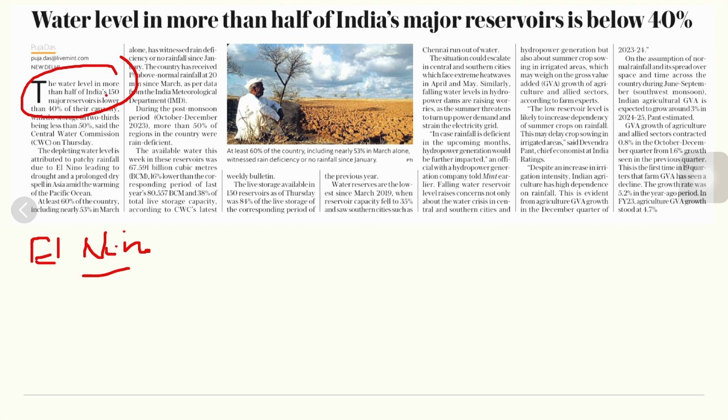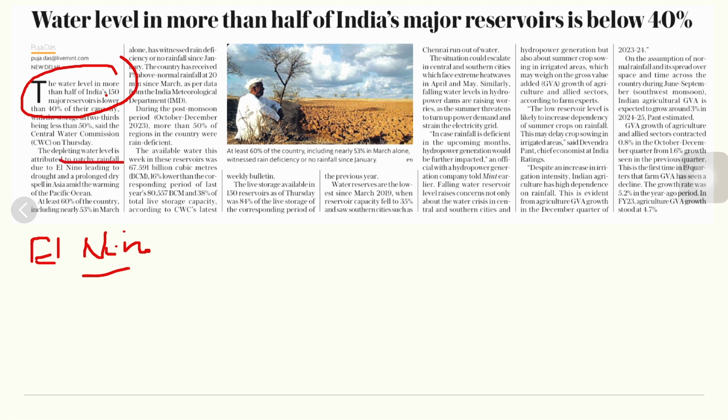So you can say that, first of all, you will tell that this is the data according to the Central Water Commission: close to 40% of close to 150 major reservoirs have lower than 40% of their capacity, with the storage in two-thirds being less than 50%. So this is one of the data.